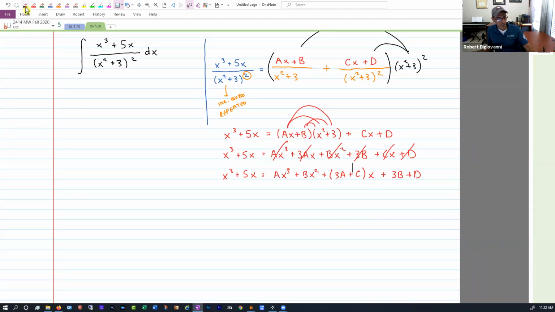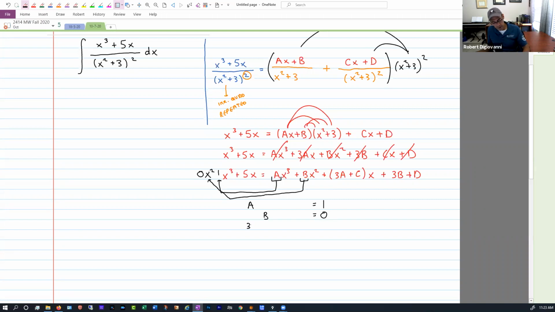Start matching up coefficients. So in front of x cubed, that a has to be a 1. So I know a is 1. In front of x squared, what's b? Uh-oh, there's no x squared over here. What does that mean? It's a 0x squared. There is no b, that means there's a 0 in front of x squared. So that means b has to be 0. This is good. Look, we've already got a and b. This is nice. Okay, how about the next equation?